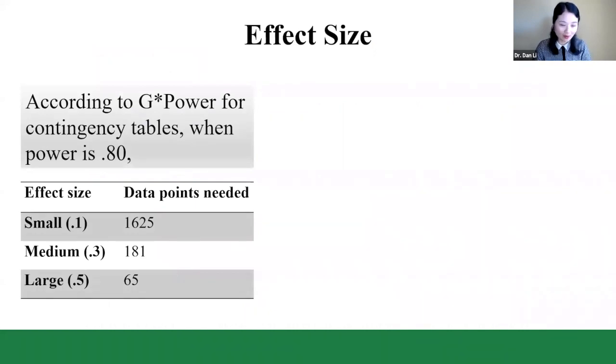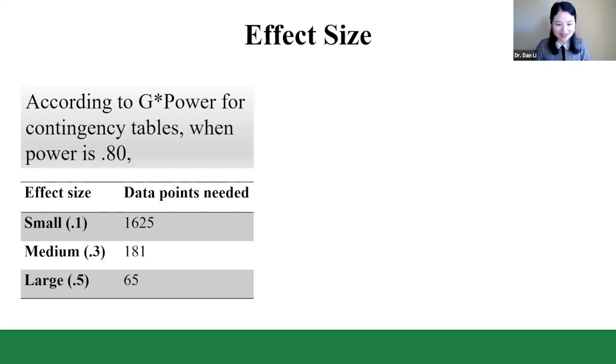According to G*Power for the contingency tables, when the power is 0.8, to achieve a small effect size the data points needed would be 1,625. To achieve a medium effect size, the data points needed is 181. And to get a large effect, the data points needed would be 65.